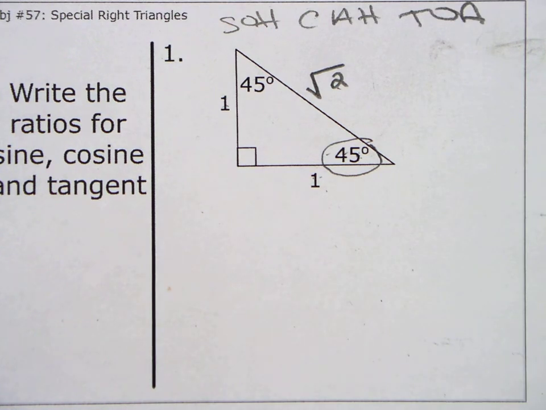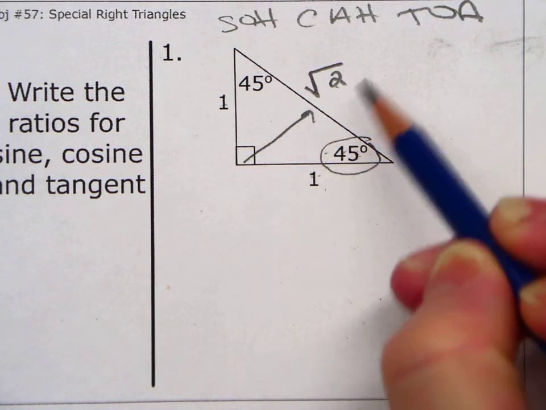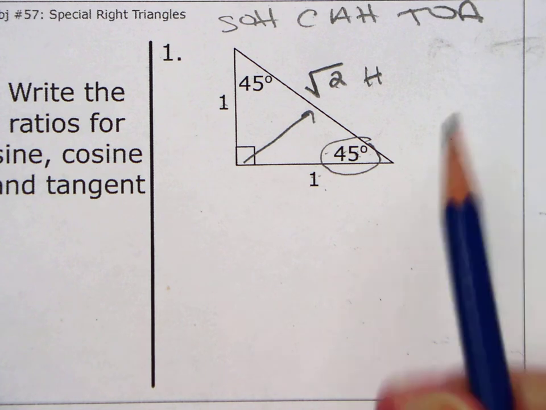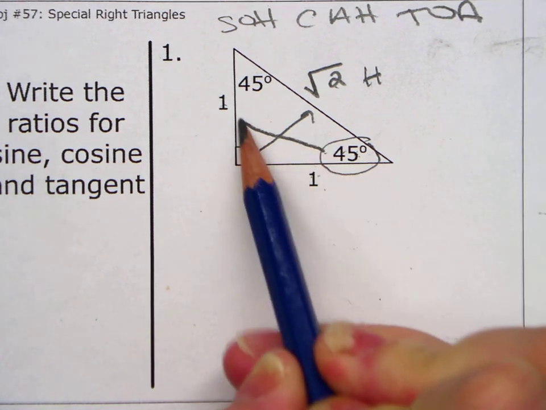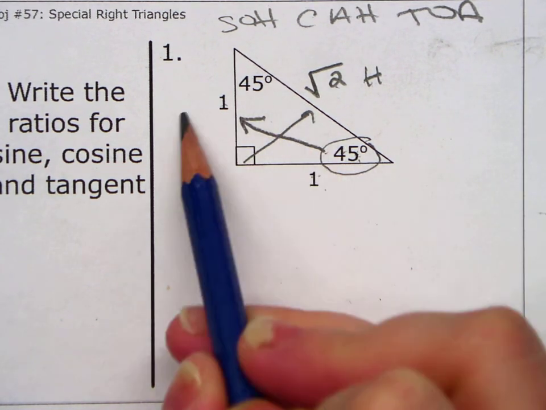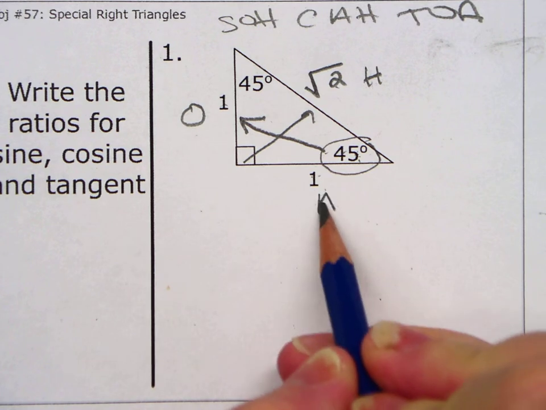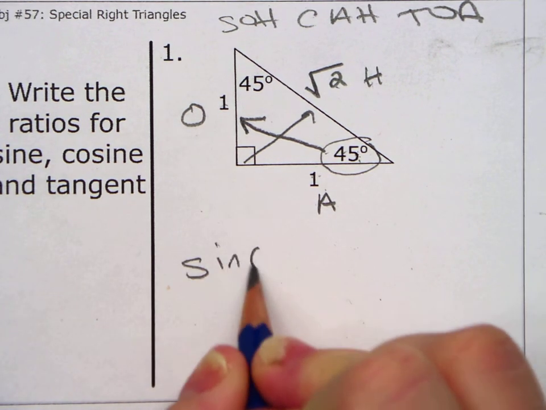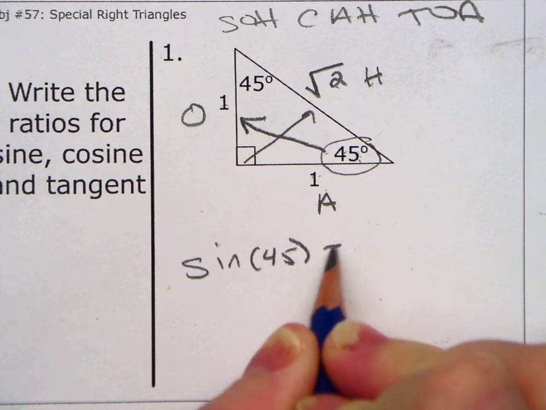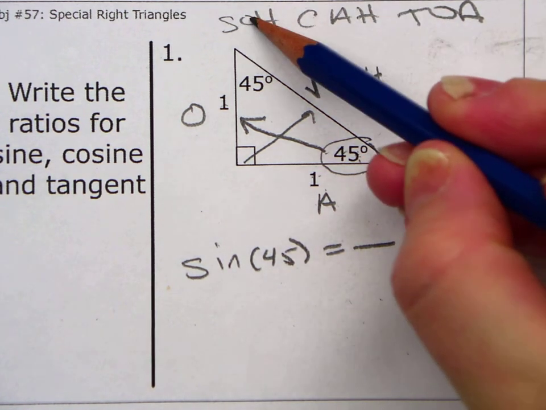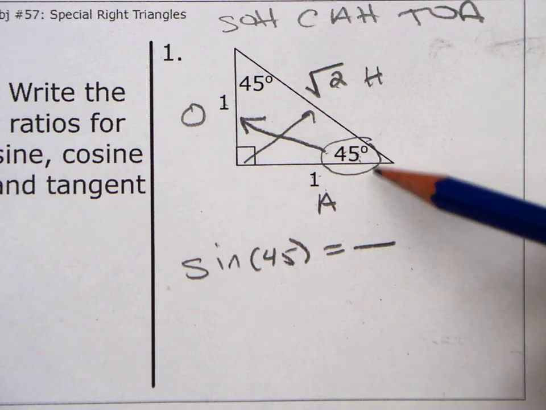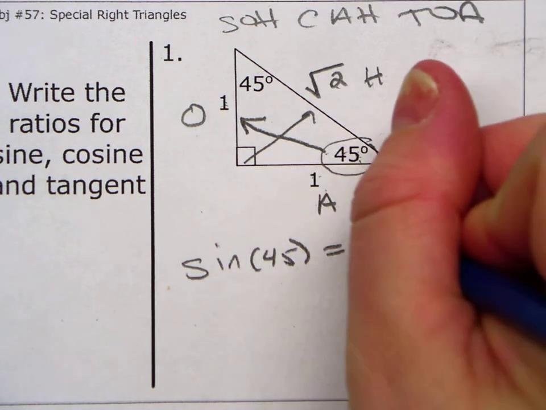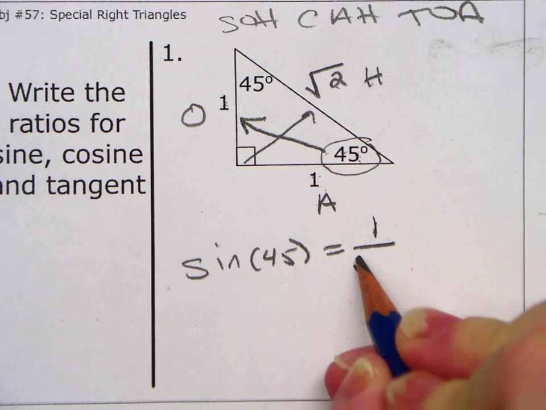All right. So where's your hypotenuse? That's your radical 2. Opposite, it actually doesn't matter because these are both 45. The opposite and adjacent are the same. All right, so what is sine of 45 degrees? Sine is opposite over hypotenuse. So the opposite side is 1. The hypotenuse is radical 2.